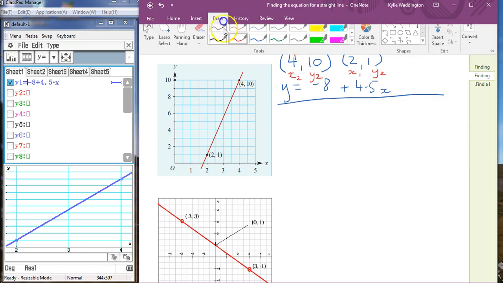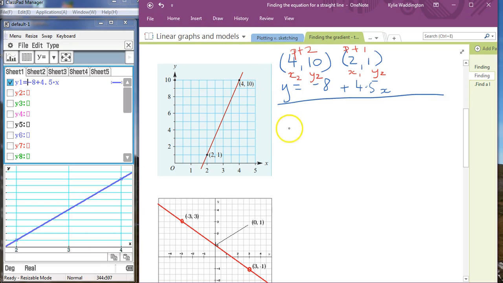We then put it into the equation: m equals 10 minus 1 over 4 minus 2, which gives us 9 over 2, which gives us a value of 4.5, which is what we worked out before. And again, this is how we know we can use our calculator as a starting place just to prove ourselves correct.